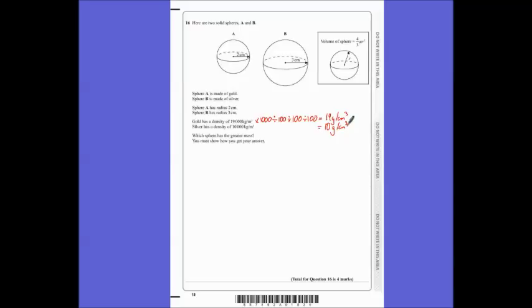Now, the volume of A, I'm going to split these up. I'm going to do A and B separately. So the volume of A, we're given that the volume of a sphere here is 4/3 pi r cubed. So we're going to do 4/3 times pi times 2 cubed. And over here, we're going to do 4/3 times pi times 3 cubed. Now, to get the actual mass, we need to multiply that by the density as well. So we're going to multiply this one by 19, and we're going to multiply this one by 10 to get the masses.